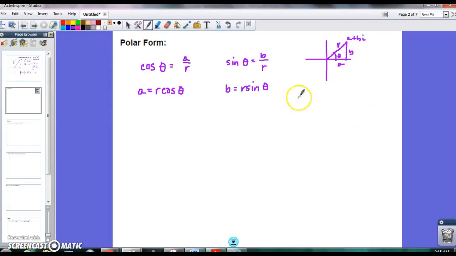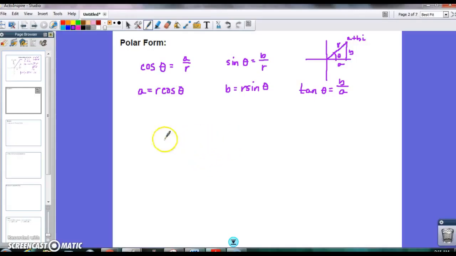We can also then say that the tangent of theta is going to be opposite over adjacent, so that's going to be b over a. So those formulas are going to help us to convert rectangular form into polar form and vice versa.